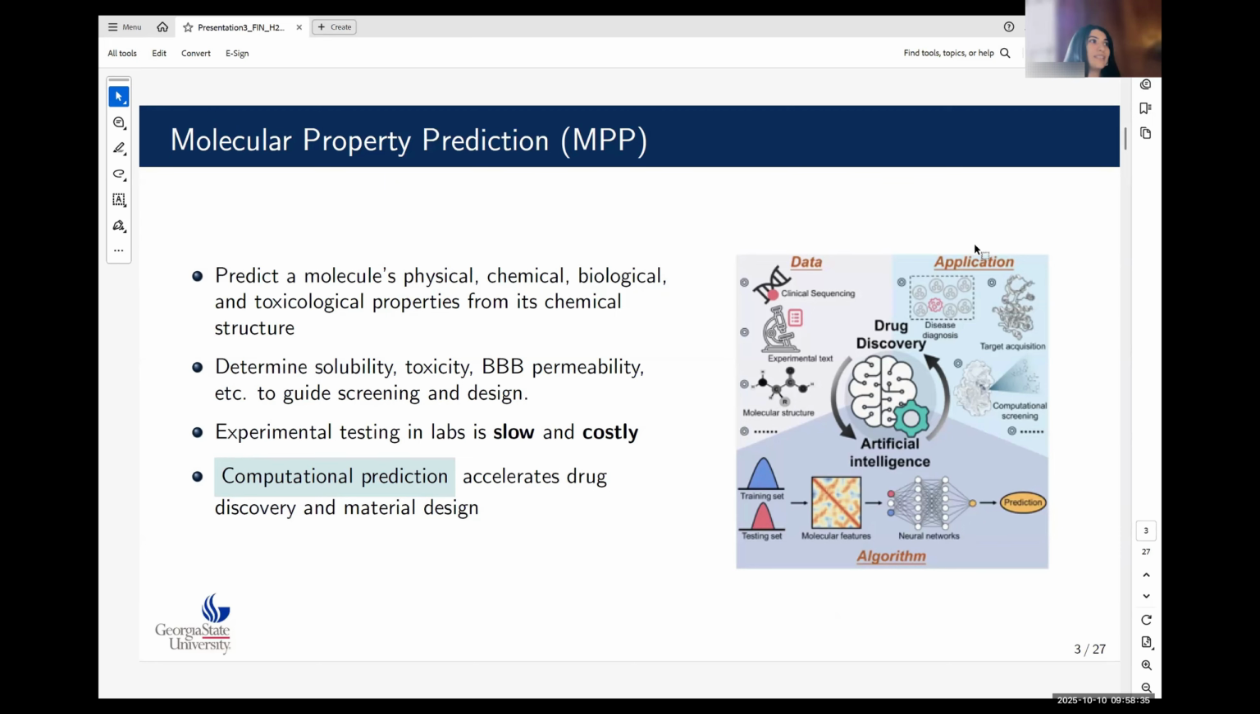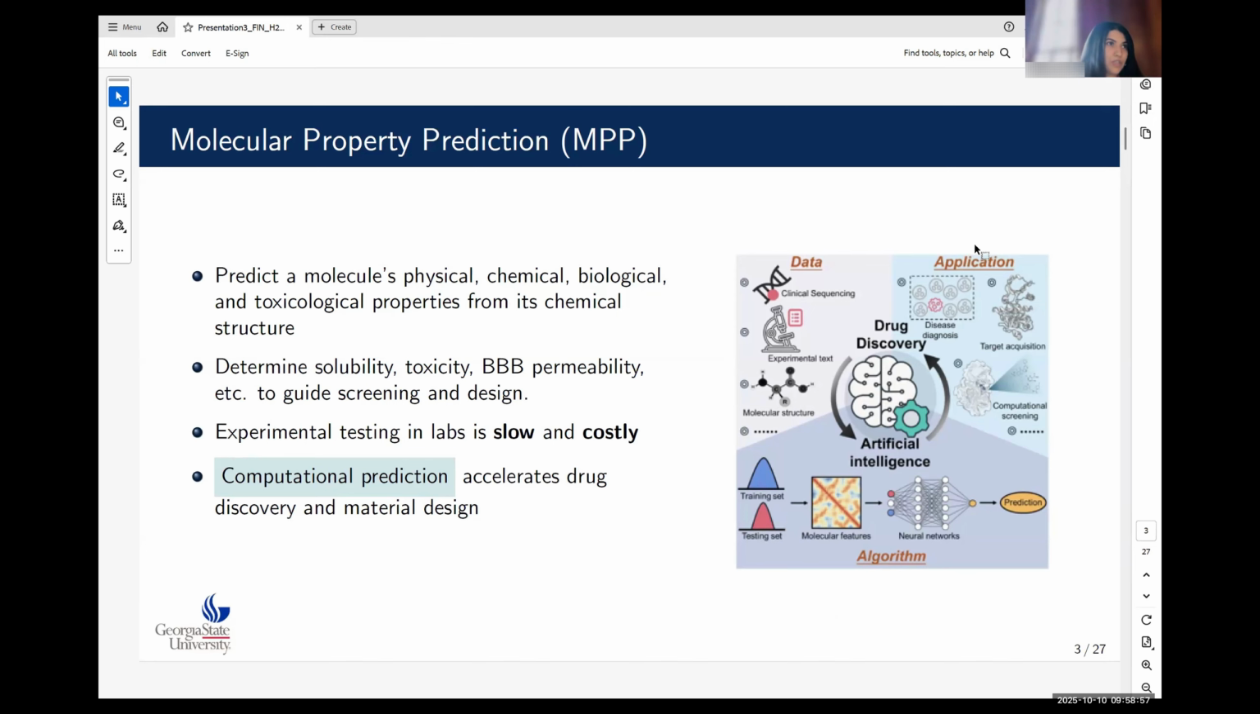But the problem is that in wet lab experiments, it's difficult to get these properties, because extracting them from molecular structures is too slow and costly. So that's why we need computational prediction models that will accelerate this drug discovery process.